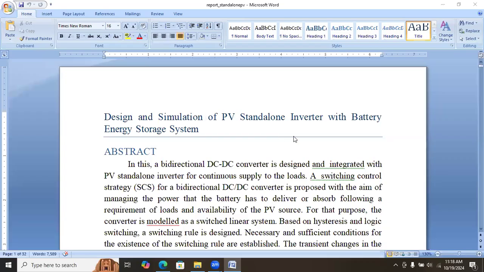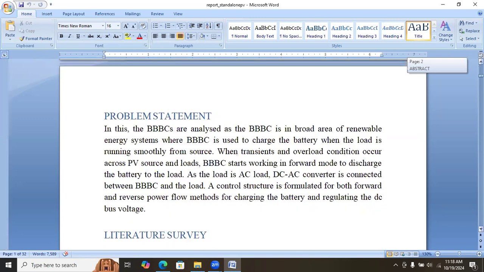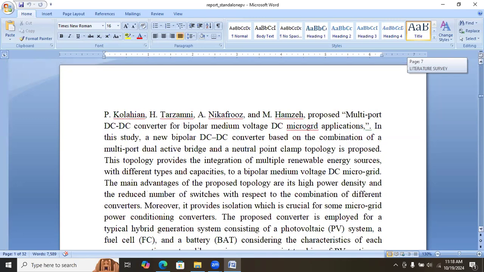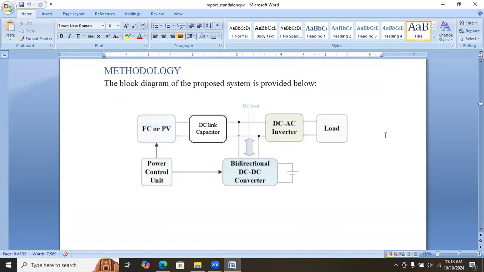Here, this is the design and simulation of a PV sourced standalone inverter with battery energy storage system. This is the block diagram. Here, this is the PV panel or fuel cell we can use. It is connected to the DC to AC inverter, and then it is connected to the load. In between that, we are using a battery energy storage system with a bidirectional DC to DC converter.